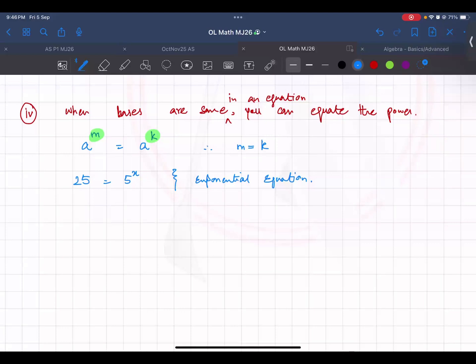So how would you solve this? You can see the base on the right side is 5. The base on the left side is 25. 25 is raised to the power of 1; there's nothing over here, so it's 1. And the right side is 5 to the power of 2.